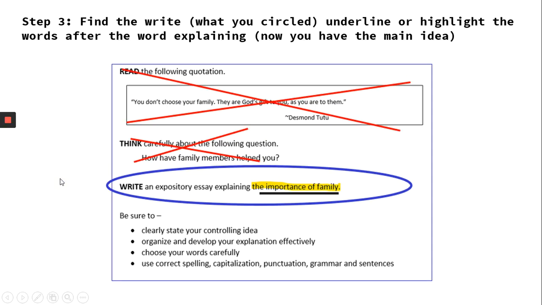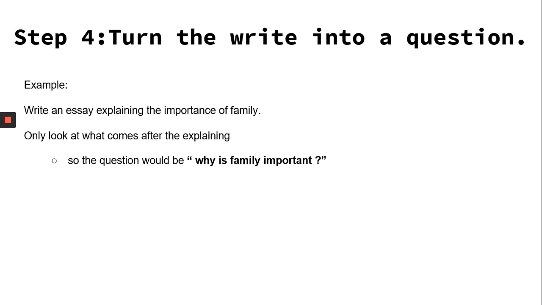Now, then, write, find the write, so what you circled, and underline or highlight the words after the word explaining. So now you have the main idea. So the main idea of this prompt is the importance of family.